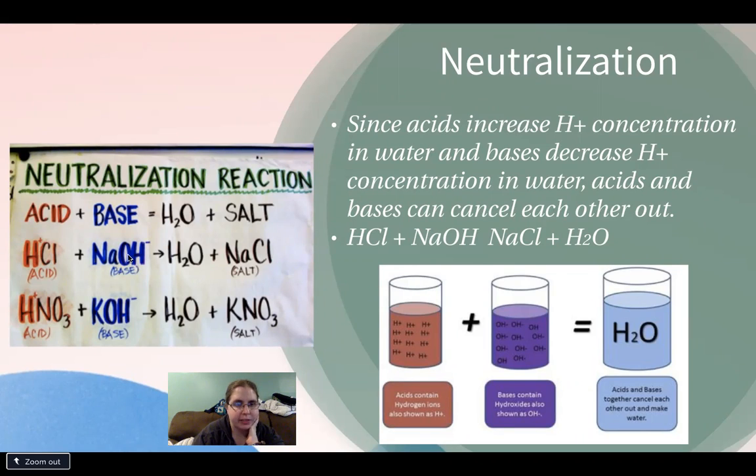Now we show that right here. HCl plus NaOH. Remember we said an acid is going to break apart into ions, so H+ and Cl-. Same with the base, sodium hydroxide. It's going to break apart to form a sodium ion and a hydroxide OH- ion. The hydrogen H+ and the hydroxide OH- will bond to form water. And then the other two ions will bond to form some kind of salt. So Na+ will bond with Cl- to form sodium chloride, table salt.